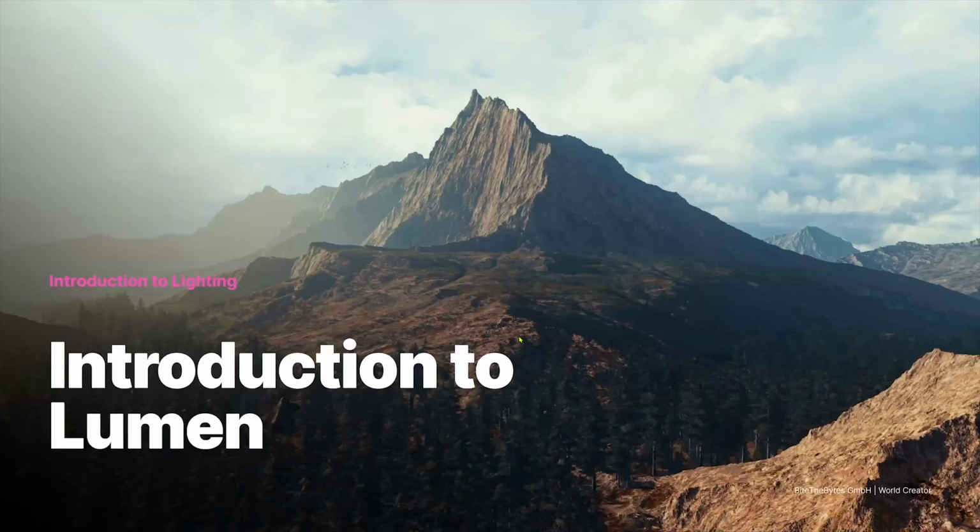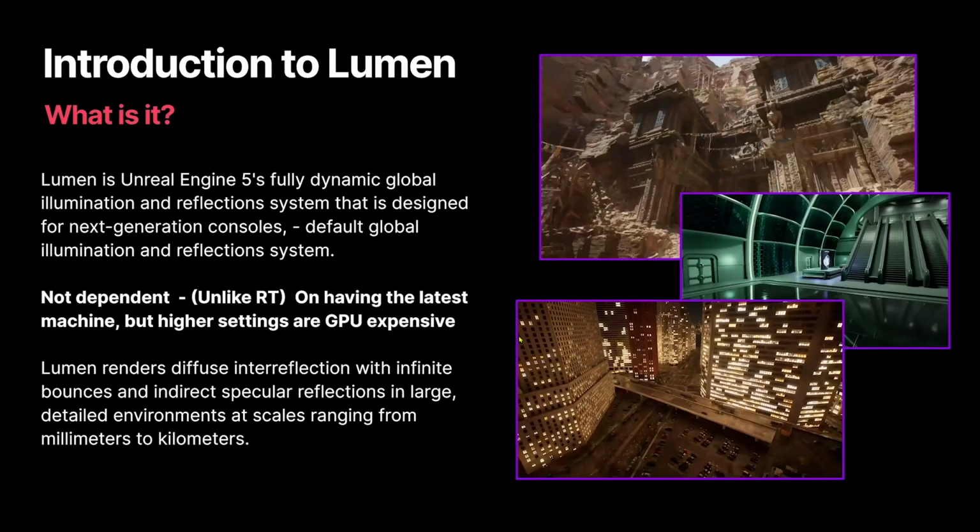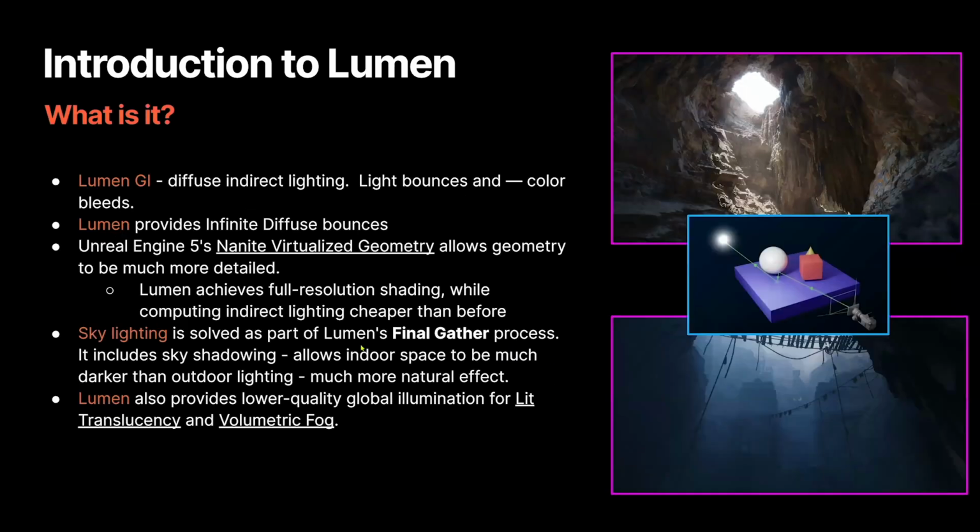All right, so we talked about Lumen already. Again, Lumen is Unreal 5's fully dynamic global illumination. It works fantastic. The GI provides infinite diffuse bounces. Now, the Three Musketeers, I'm going to point this out. When using Lumen, you want to use Nanite, and you want to use virtual shadow maps.